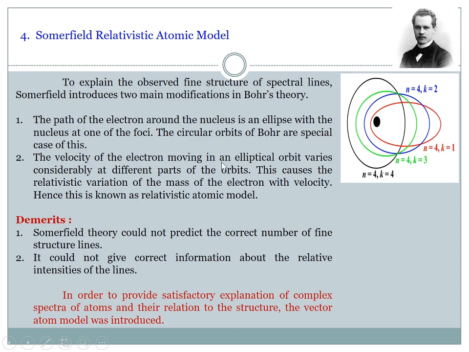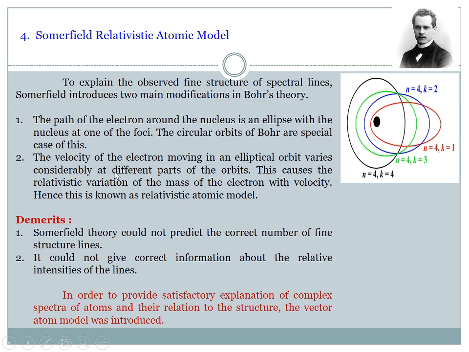The velocity of the electron moving in an elliptical orbit varies considerably at different parts of the orbit. So this causes the relativistic variation of the mass of the electron with velocity. Hence this is known as the relativistic atomic model. In the sense, the electron is negatively charged, the nucleus is positively charged, and the orbit is elliptical. When an electron revolves around the nucleus, as it approaches the nucleus its velocity increases because of attraction between the positively charged nucleus and the negatively charged electron. As it goes away from the nucleus, the velocity of the electron decreases. Hence this is known as the relativistic atomic model.